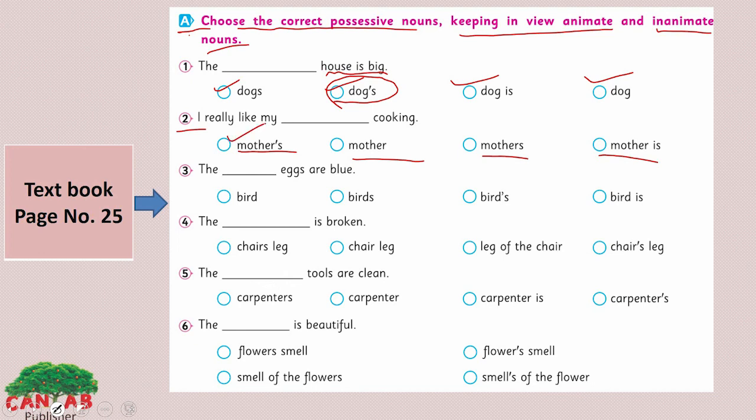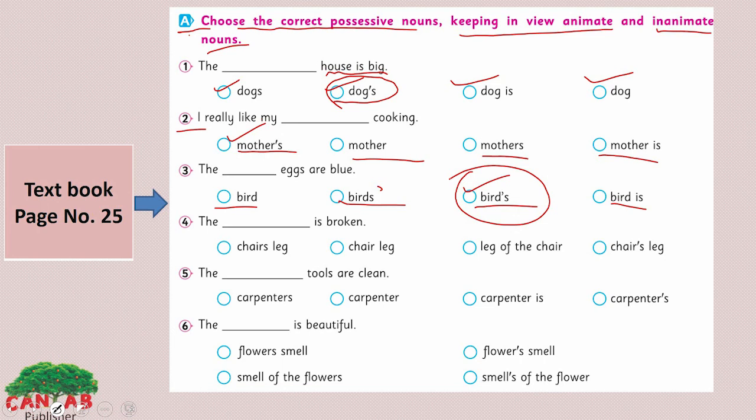Look at the third one. The bird's eggs are blue. Yes, the birds are living beings here, animate nouns. So you have to choose the right one. Here the bird is one here. Yes, this is the right one. Because if we were given the plural form of birds, it would be like this, but we have no such option. So this would be the right one because it shows the singular form of bird.